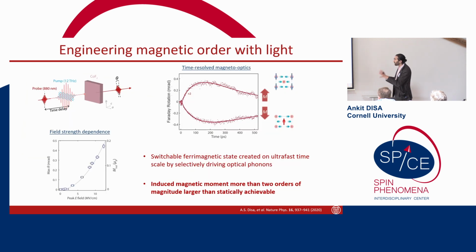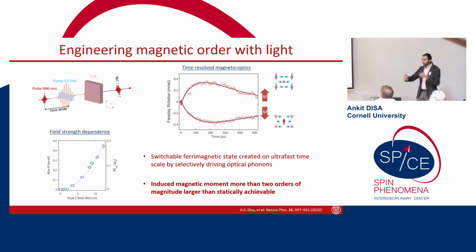To make a long story short, we carried out this experiment. We drove a particular phonon that lives at 12 terahertz, and we looked at the time resolved magnetization after we drove that phonon. And what we found was that you can actually induce a magnetization via this effect. It's actually switchable. You can create a positive or negative magnetization by changing the polarization of the pump that you use, essentially changing the phase of the phonons that you drive. And I think most interestingly, what we found is that you can actually induce a magnetic moment which is more than 2 orders of magnitude larger than you would be able to do with strain before the crystal breaks.